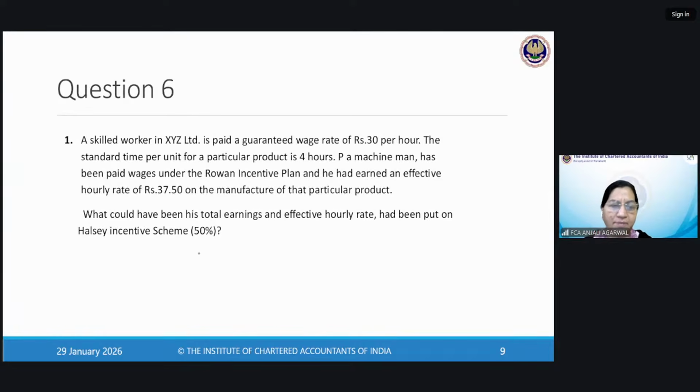Similar on health plan, let's do one more question. There is a skilled worker in XYZ Limited, and he is paid a guaranteed wage rate of 30 rupee per hour. The standard time per unit for a particular product is 4 hours. So here the wage rate per hour is given, hourly rate, and the standard hours are also given, 4.